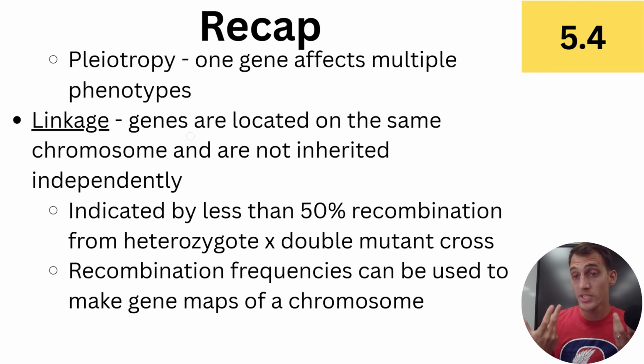But the big one that we just spoke about was linkage, where genes are not inherited independently. They're located on the same chromosome, and they're more likely to be inherited together than separately from one another because of crossing over. That linkage is indicated by anything less than 50% recombination from a heterozygote and double mutant cross, like what we did with that dihybrid cross that we worked out. And recombination frequencies can be used to make gene maps of a chromosome, right? So like 27% recombination means 27 map units, or centimorgans, apart from each other. You can make a map that way.